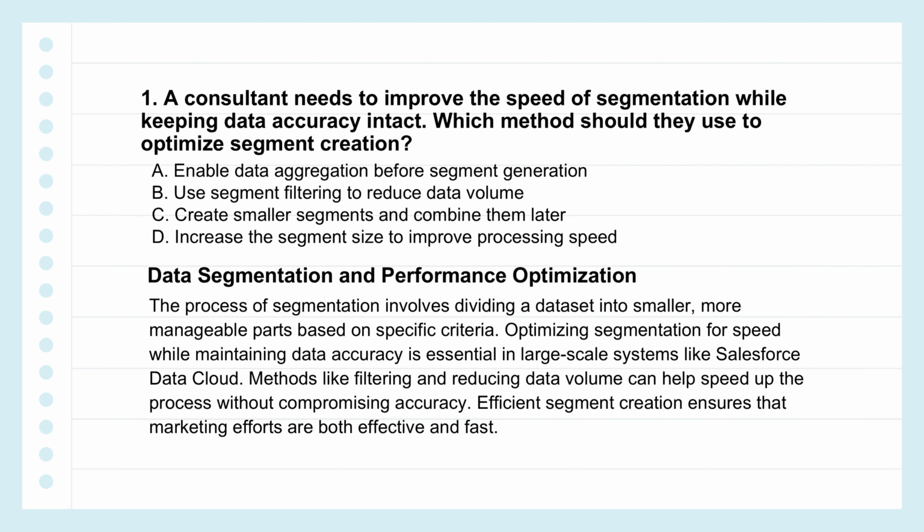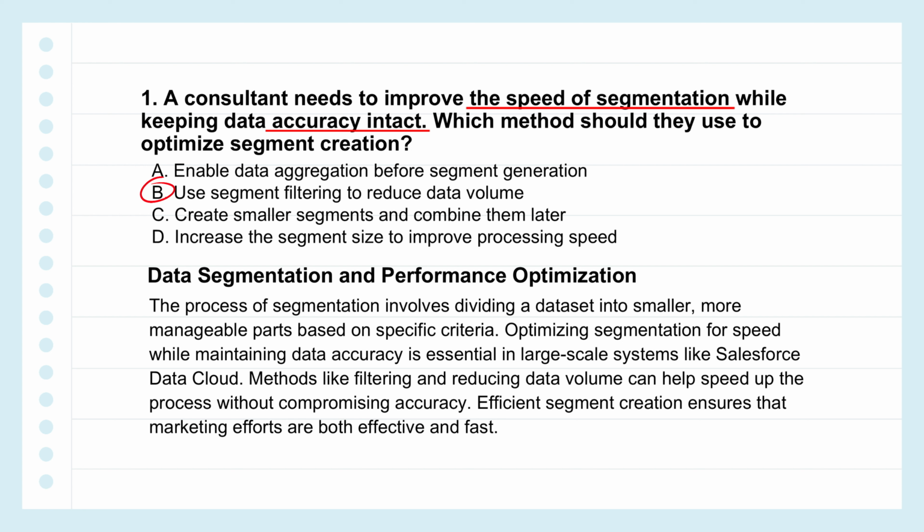The first scenario we're going to tackle is all about speed and accuracy when it comes to segmentation. A consultant needs to find a way to make segmentation faster without sacrificing accuracy. What's the recommended approach? The answer here is to use segment filtering to reduce the volume of data being processed. That's interesting. So you're narrowing down the scope, but why does that help with both speed and accuracy?